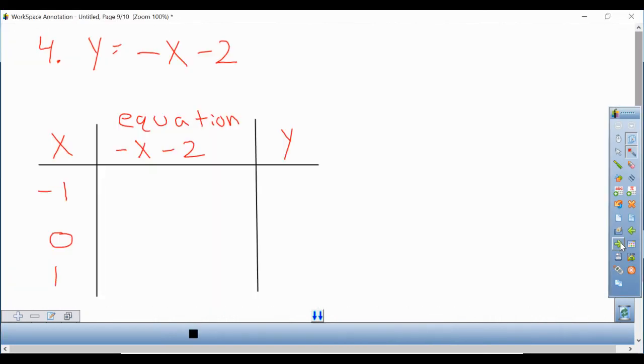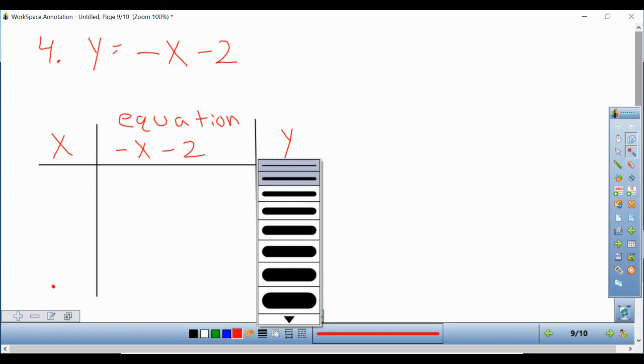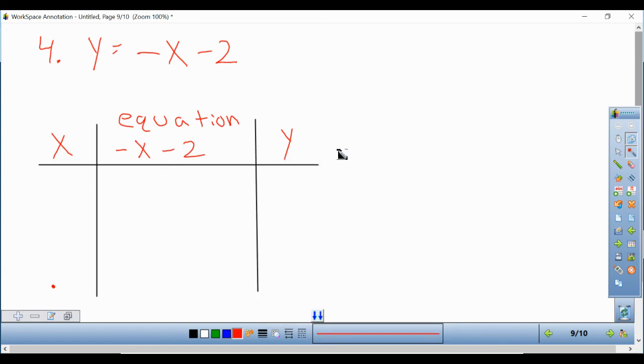And the last one we have is y equals negative x minus 2. Here is my table. X is on the left, the equation in the middle, y is on the right. And I'm going to pick for my x values, negative 1, 0, and 1. If you want to pause it and try and solve this on your own, you're more than welcome.